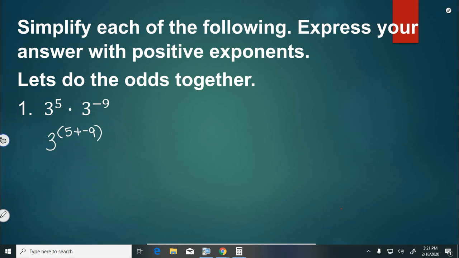Adding that negative 9 is like subtracting, so we can think of this as 3 to the 5 minus 9. And 5 minus 9 is negative 4. So we could rewrite this as 1 over 3 to the 4th. Right? So we use the adding rule, change it to subtracting because adding a negative is like subtracting, and then rewrote the negative exponent as a positive using the reciprocal.